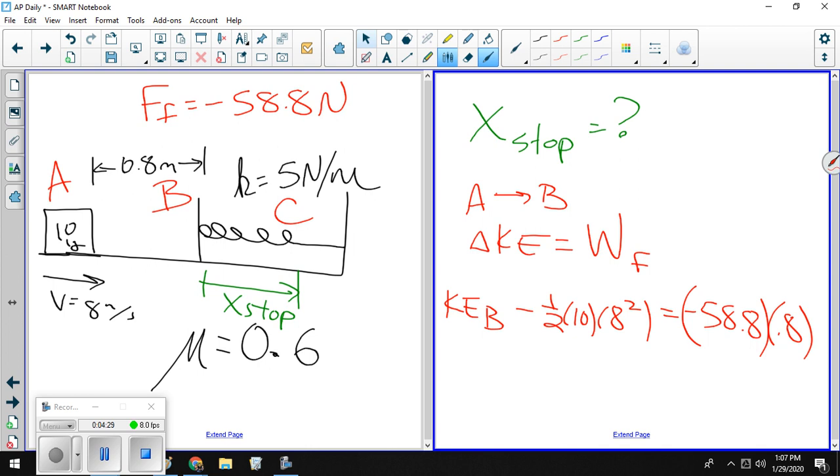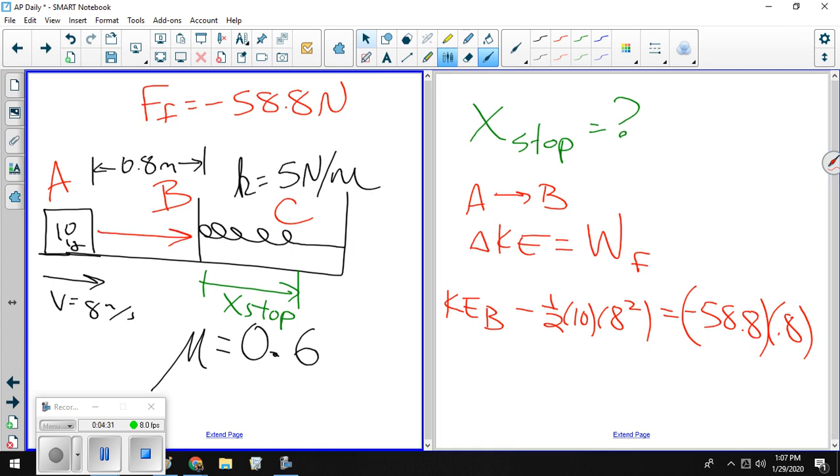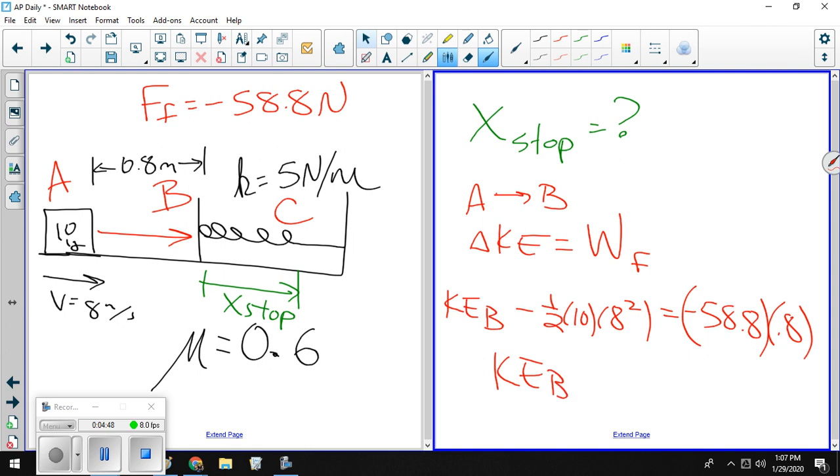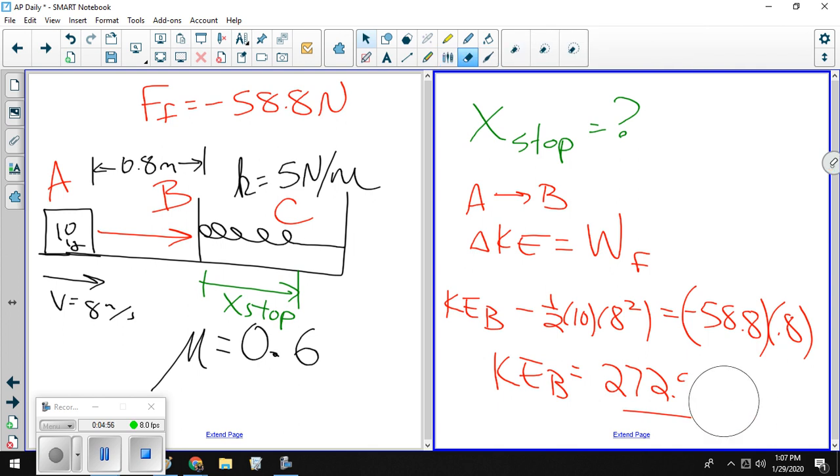Because that's how far it goes between points A and B. Force times distance. Good? And in your head, you should be thinking, oh, that's right, friction's constant, so I can just do force times distance, right? Good? All right, and solve this. And what you find is that the kinetic energy at B turns out to be, I think it's 272.94. 96.